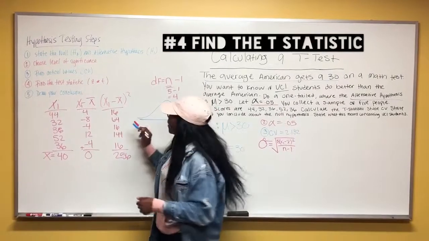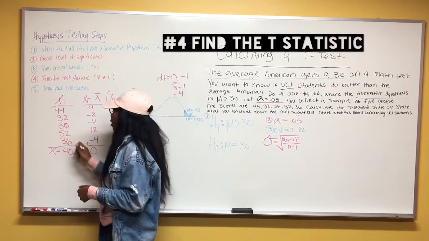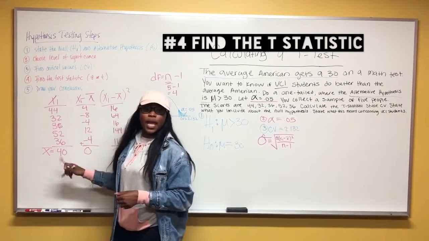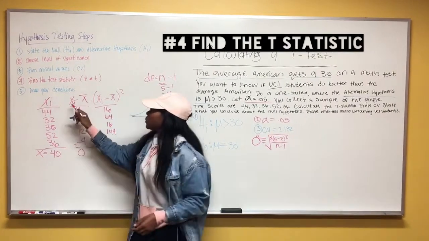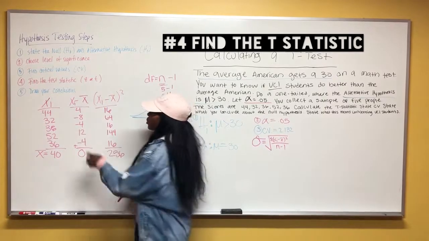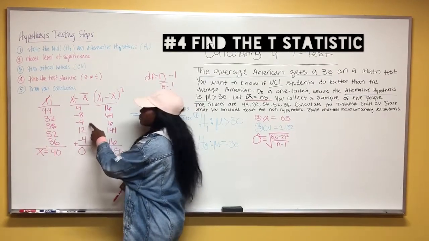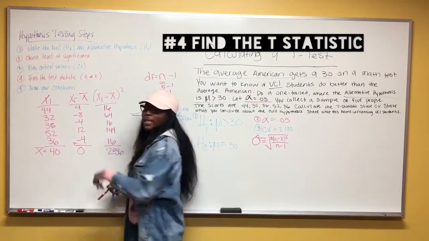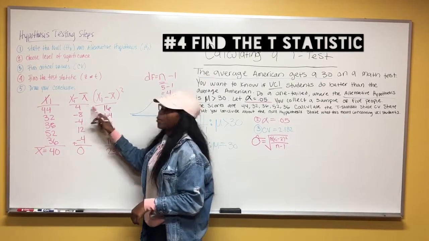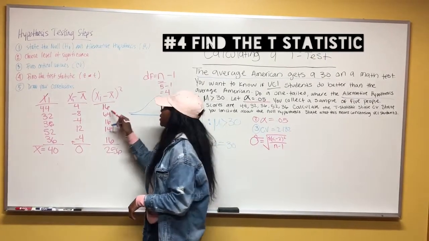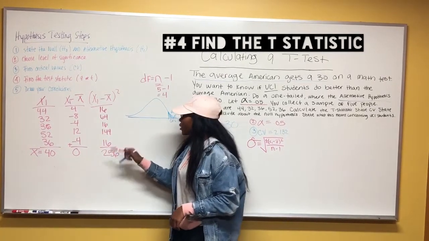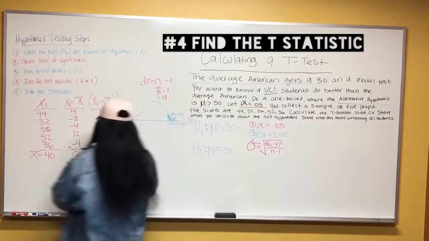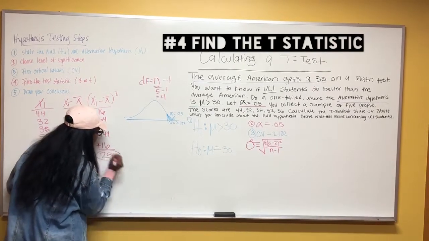Regarding step 4, we calculated the mean for our sample and got 40. Then we take each score and subtract the mean, so xi minus the mean. We got 4, -8, -4, 12, and -4. Then we square those, so it's 16, 64, 16, 144, 16. We add that up and we got 256.